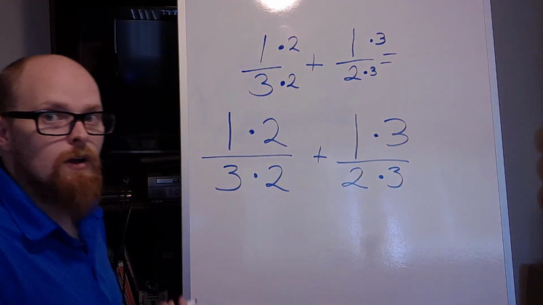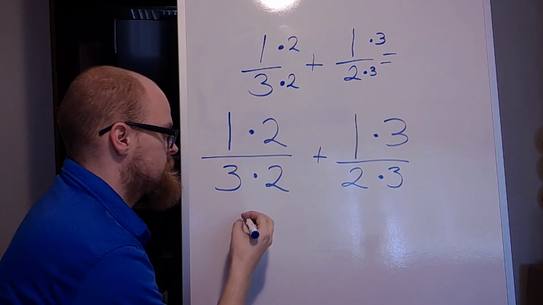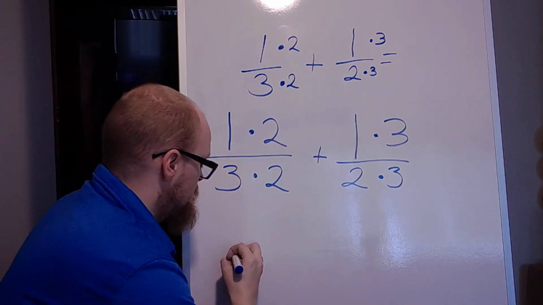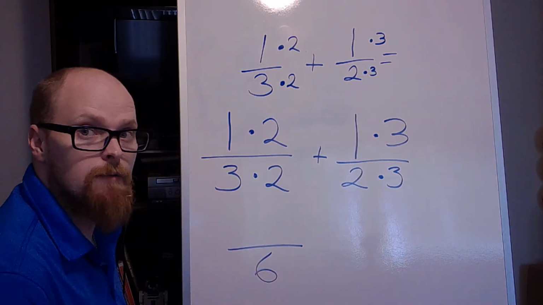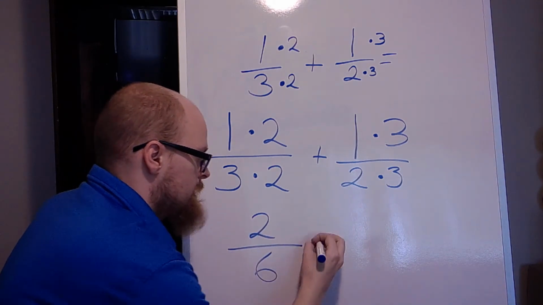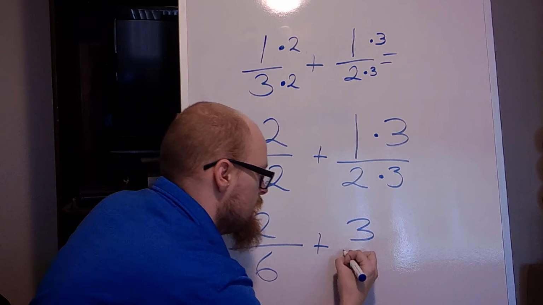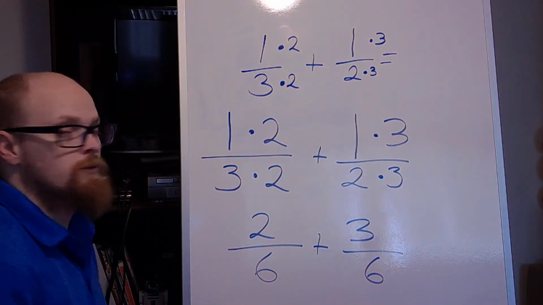Okay? After I multiply, let's multiply our amount. So 3 times 2 is 6. It's my bottom, right? Enough space here. It's my bottom. I've got 6 down here. Okay. 2 times 1 is 2. I'm going to add that to 1 times 3 is 3, and 2 times 3 is 6.